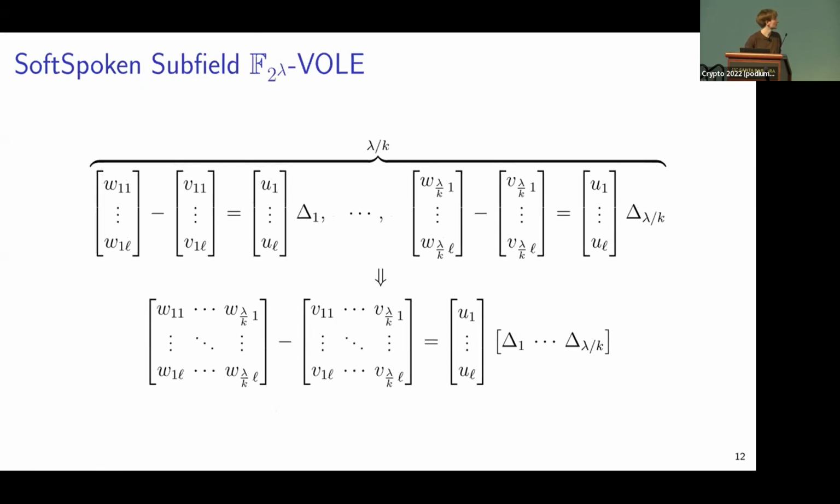Soft-spoken OT is very similar, but since now these deltas are in a larger field, we can take a smaller number of them and stack them side by side. So we only need lambda over k of them stacked side by side. And again, since u is 1 bit each, that's lambda over k bits per OT.